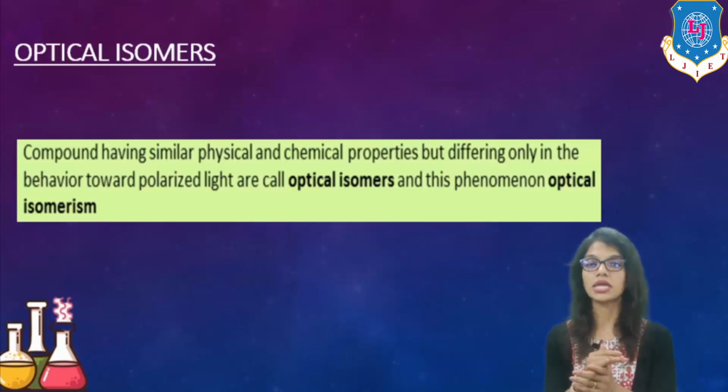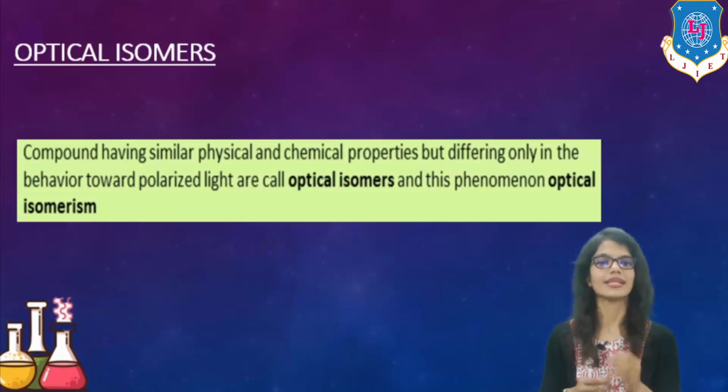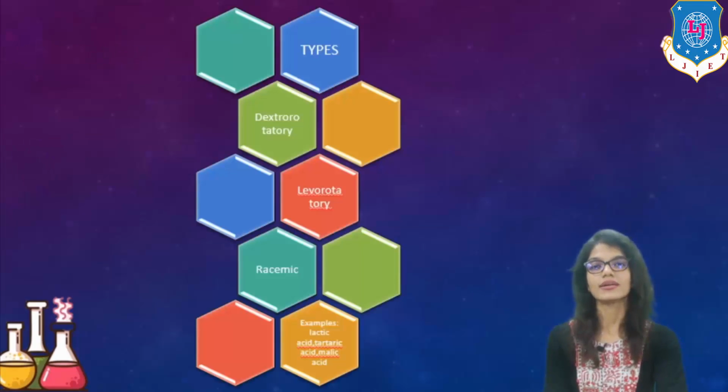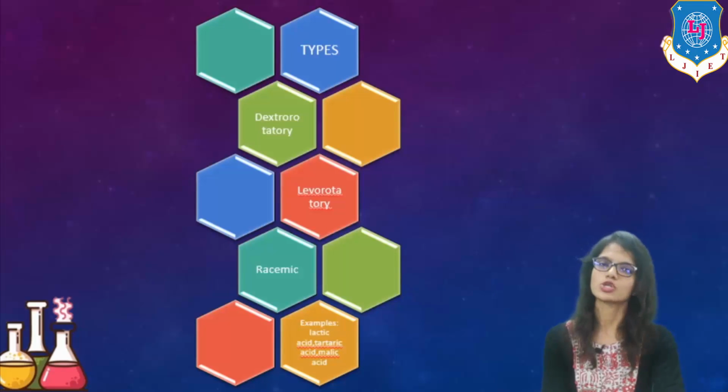So what is the meaning of this optical? Optical means it relates to light, how it behaves when light is imparted on it. Likewise, it is known as optical isomers or optical isomerism. Okay? So, there are different types of optical isomers.